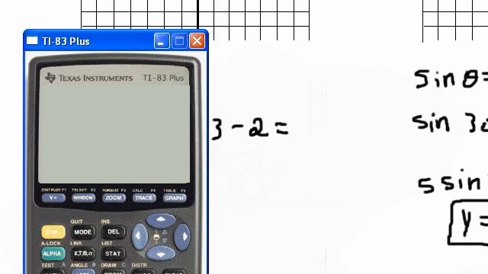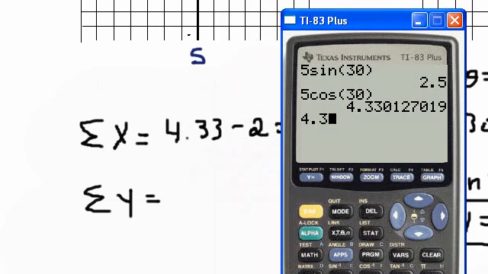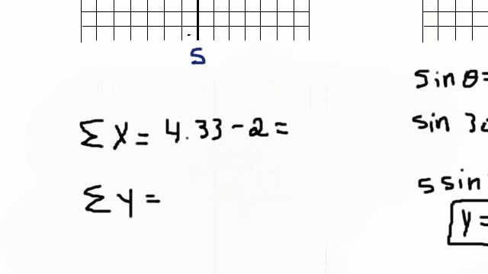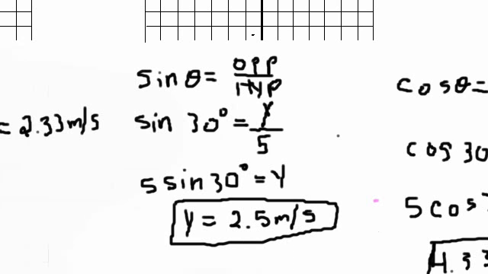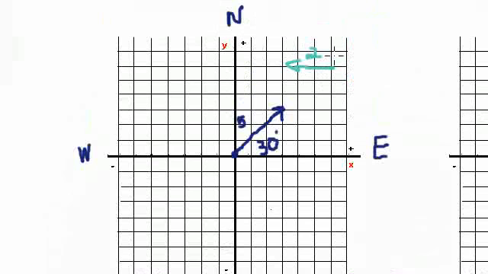So we have 4.33 minus 2, that's 2.33 meters per second, okay, in the x direction. And in the y direction, we said the sailboat goes 2.5 meters per second. So 2.5 meters per second. Let's take a look at the wind. Does the wind have any y components, anything going in the up and down? It doesn't have anything going in the up and down, so it doesn't have a y component.